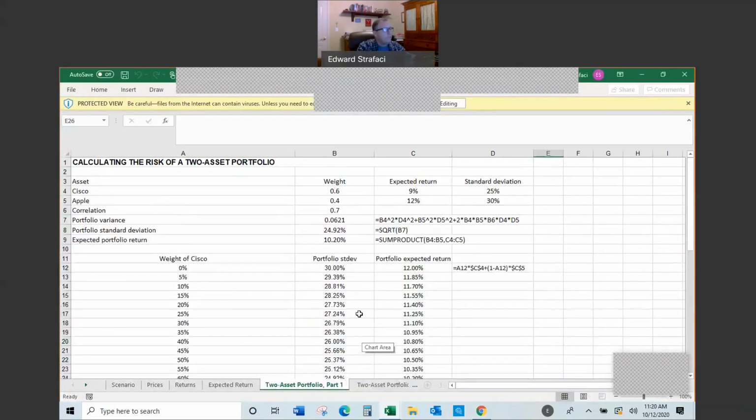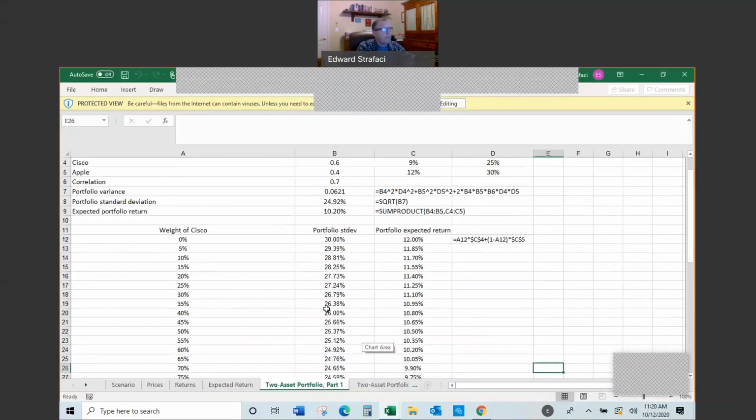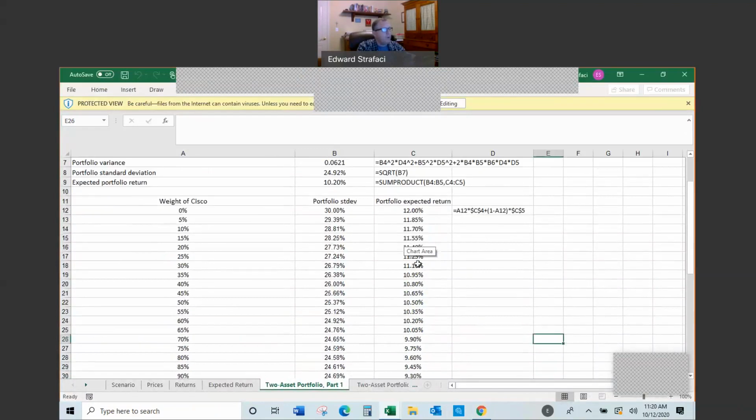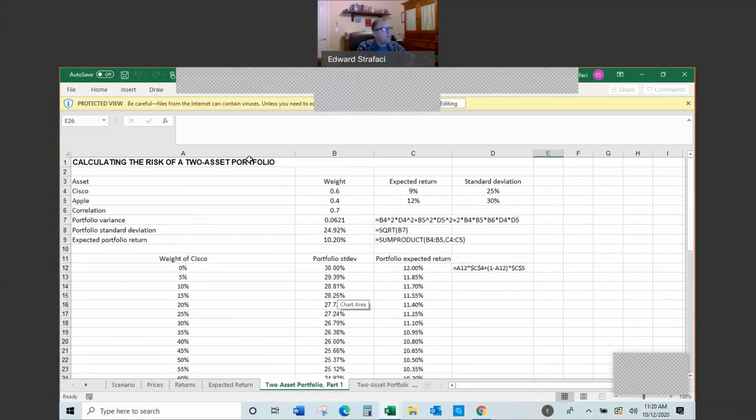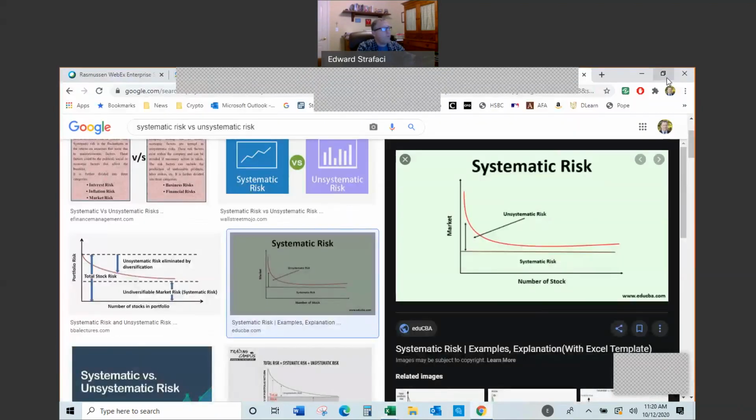So how do I show that mathematically? As I keep adding stocks, notice that my return varies with my portfolio standard deviation.